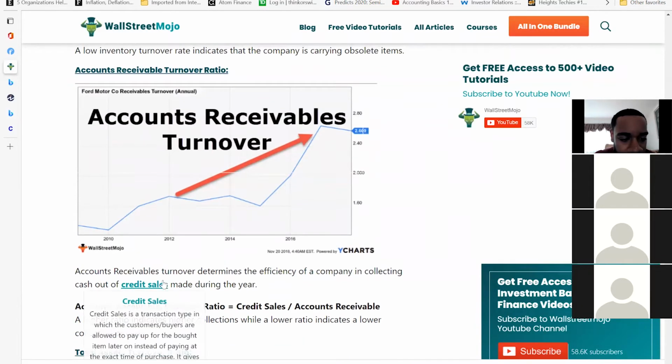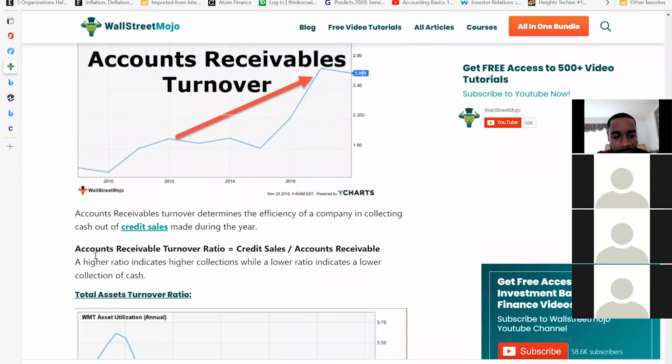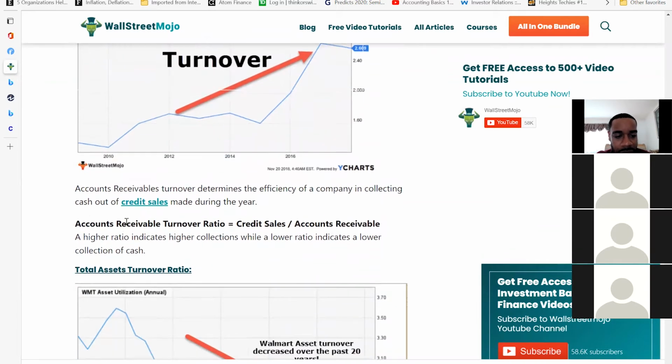Okay, accounts receivable turnover. Accounts receivable turnover determines the efficiency of a company in collecting cash out of credit sales made during the year. The accounts receivable turnover ratio is credit sales divided by accounts receivable. A higher ratio indicates higher collections, while a lower ratio indicates a lower collection of cash.